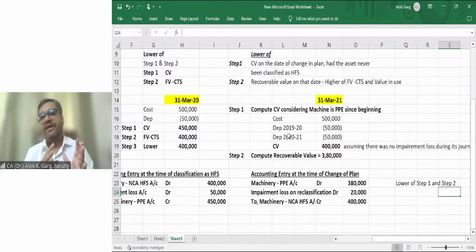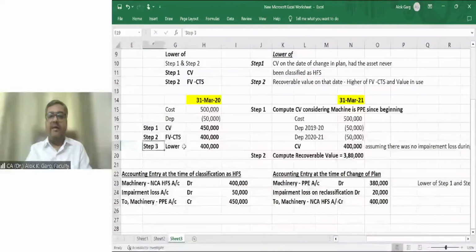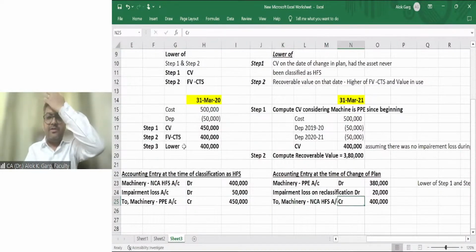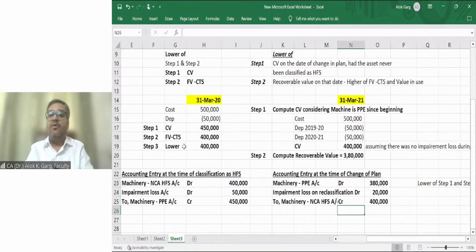Again, PP was debited, NCHFS was credited. If there is a difference between these two values, like in this case, the PP was debited by 3,80,000 and NCHFS was credited by 4 lakh, right? This is the NCHFS, 4 lakh. And the difference has gone to the impairment loss on reclassification, 20,000. This is how this entire thing is going to happen. Is that clear, friends?